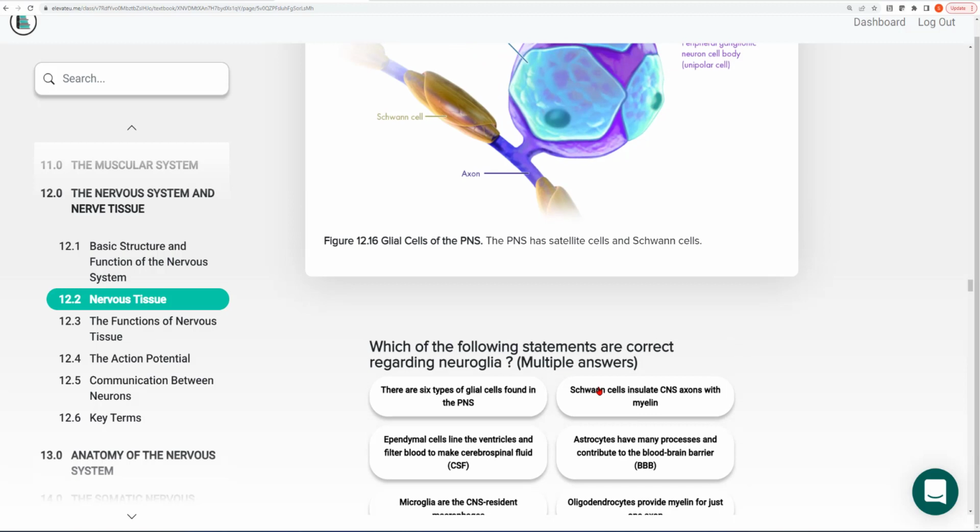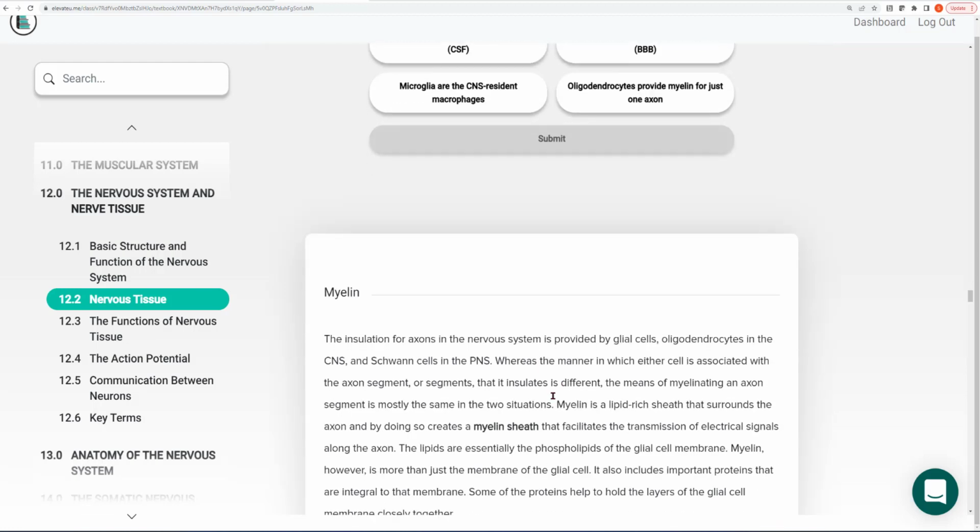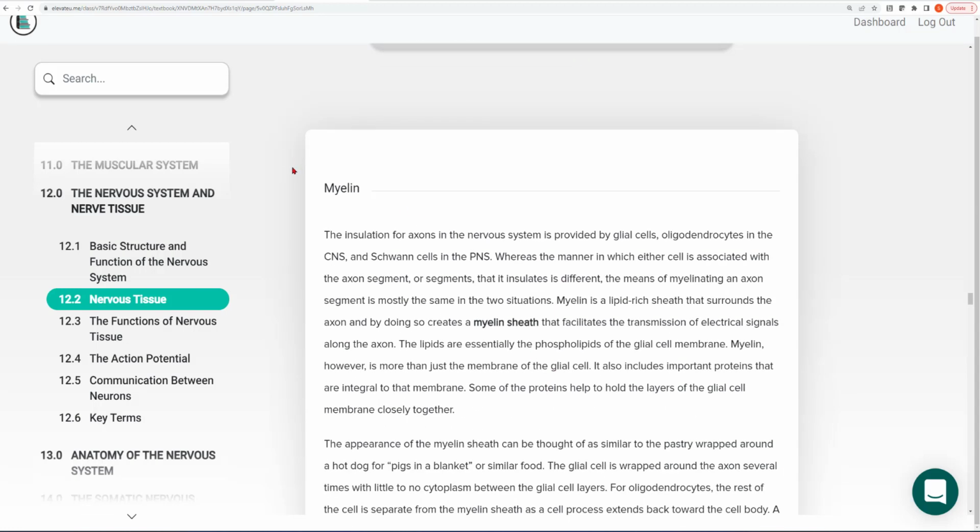So this goes through the 6 different glial cells. You add to that neurons, right? And now you have 7 different cells to keep track of in nervous tissue. And then we'll finish up this chapter talking about myelin. Already introduced it. Myelin is produced by oligodendrocytes if we're in the CNS, produced by the Schwann cells if we're in the PNS.